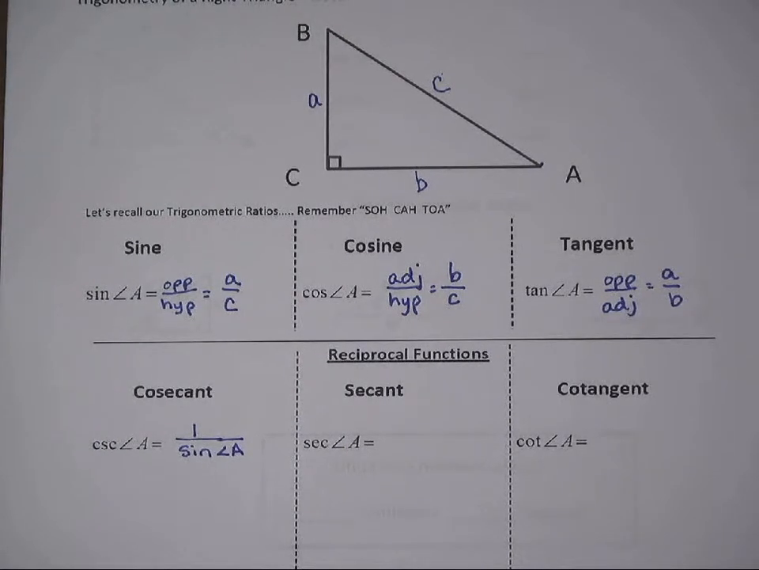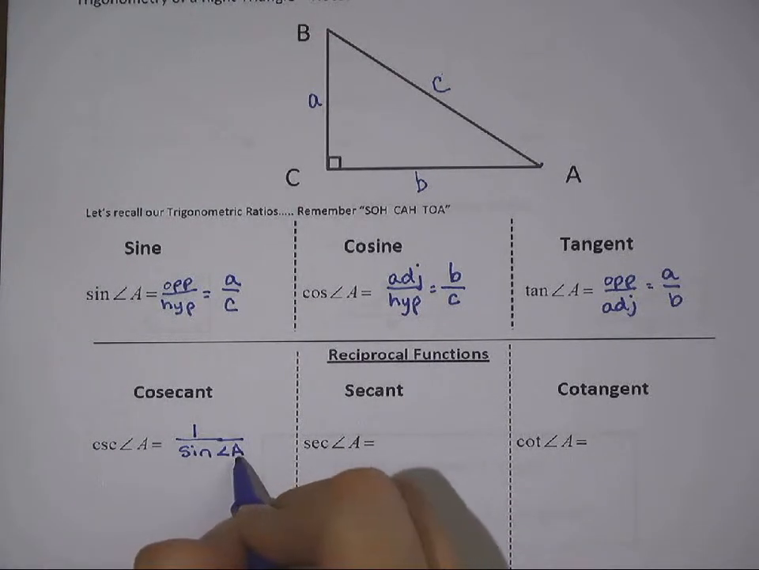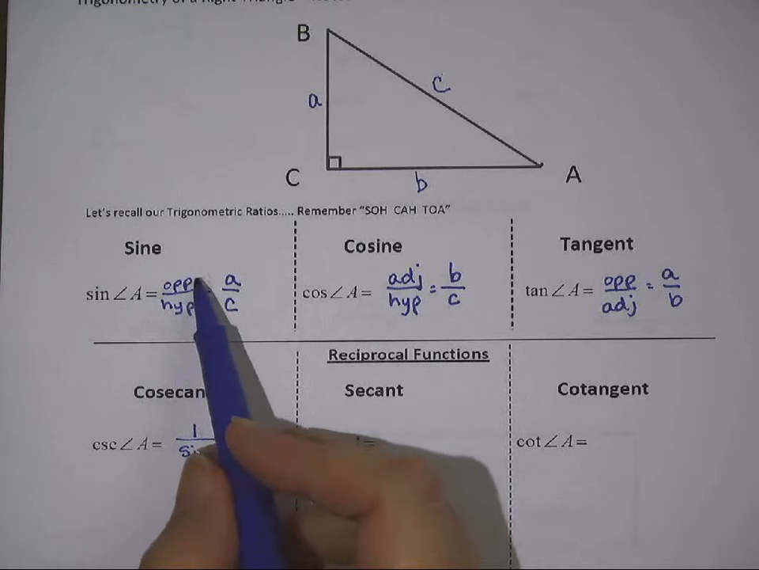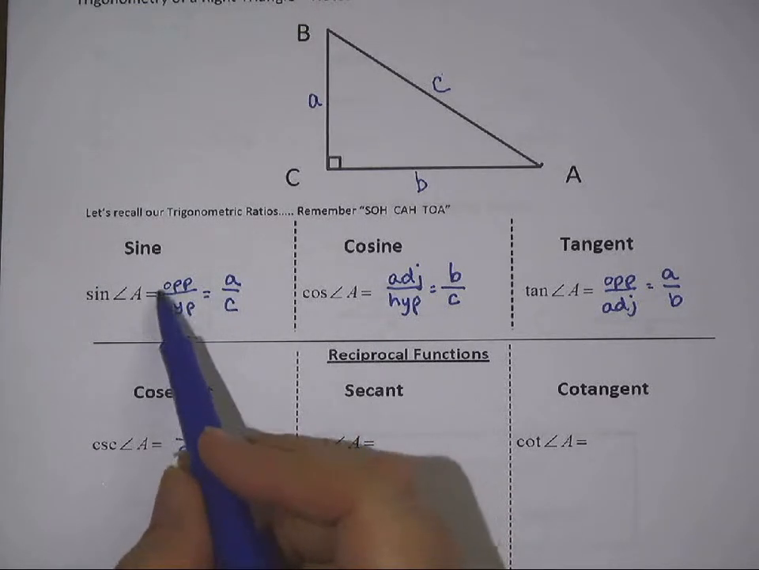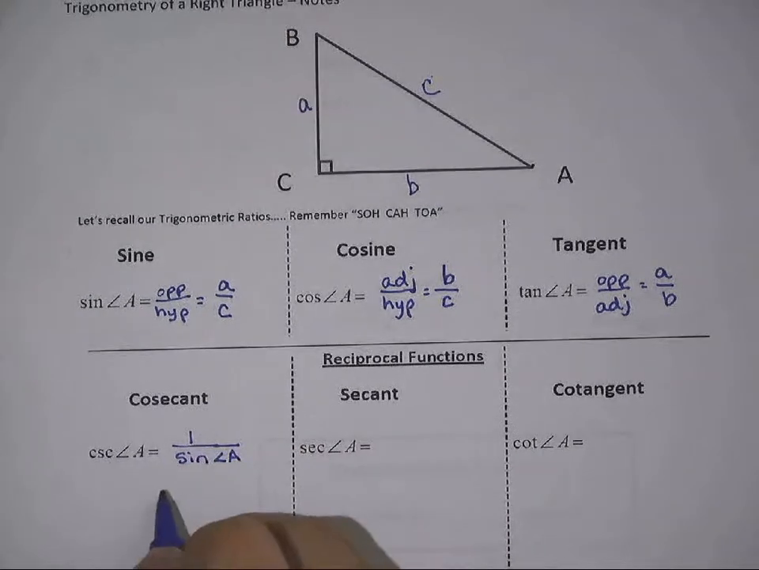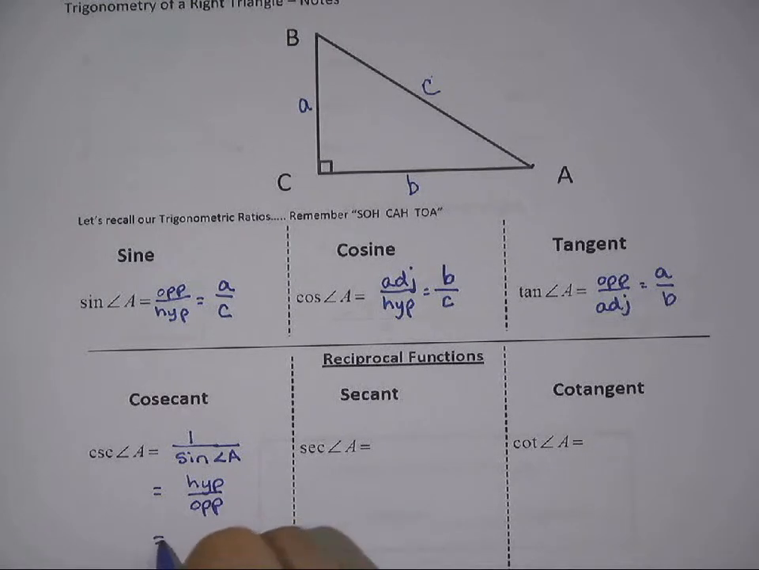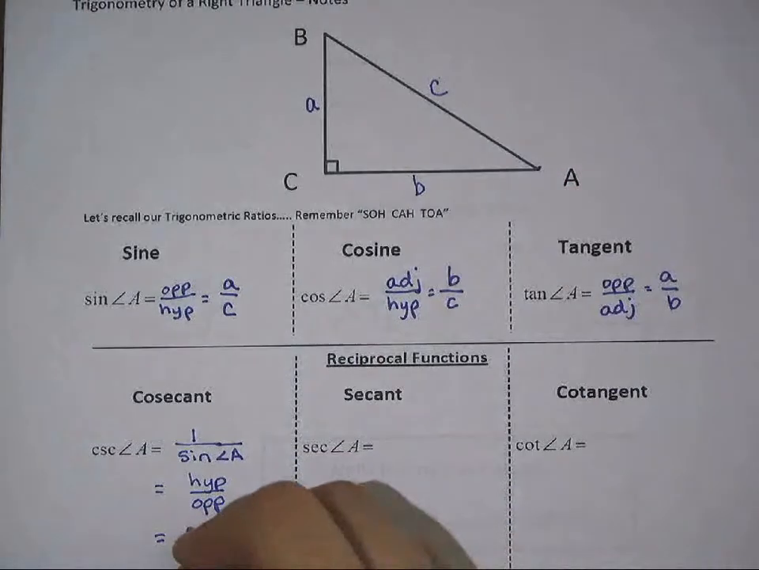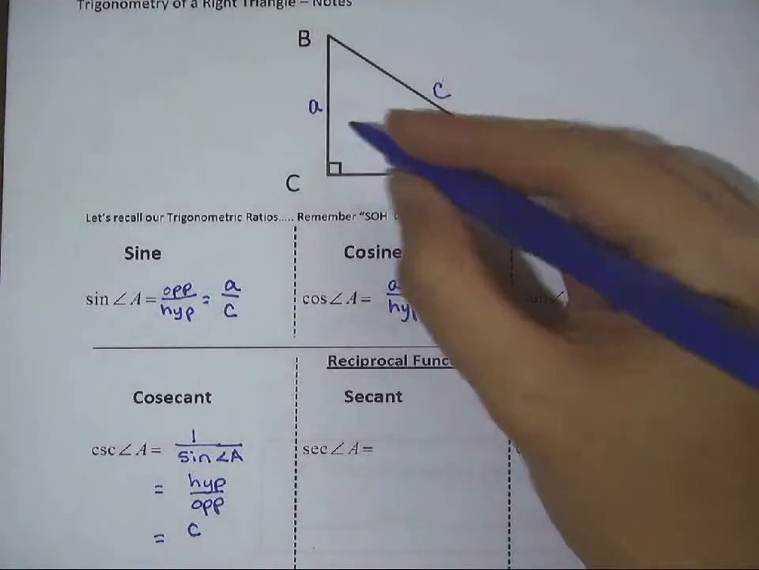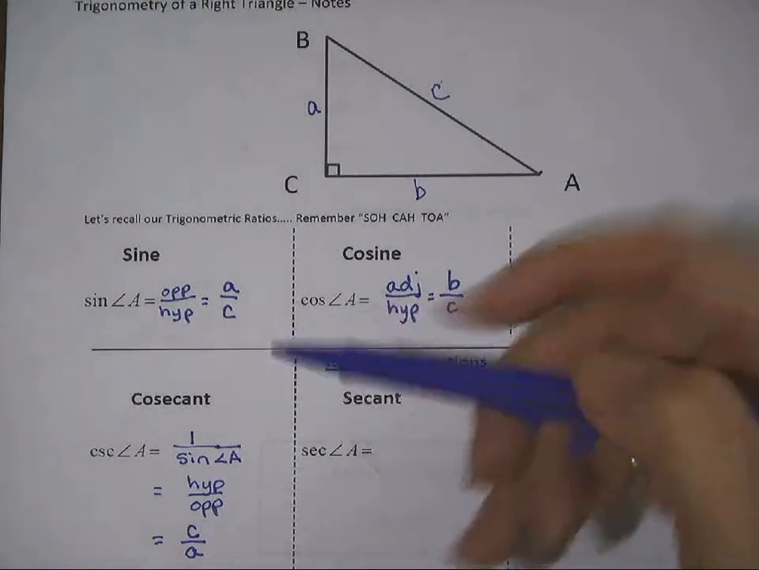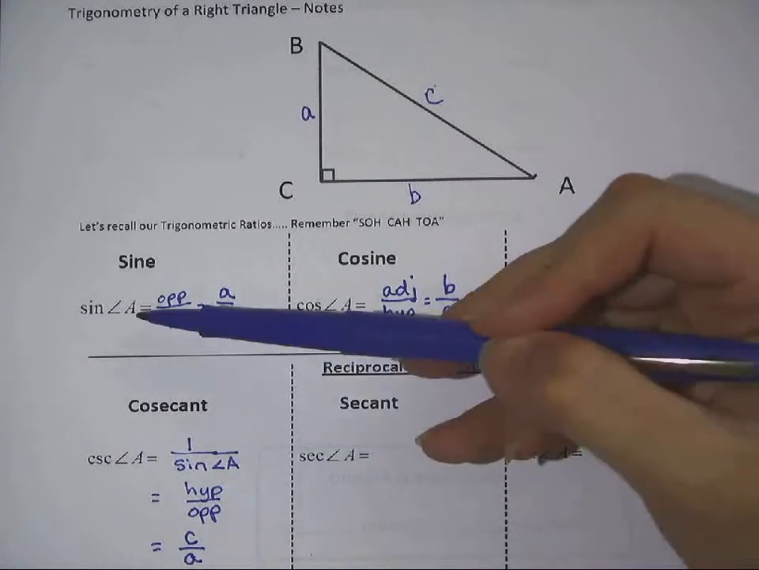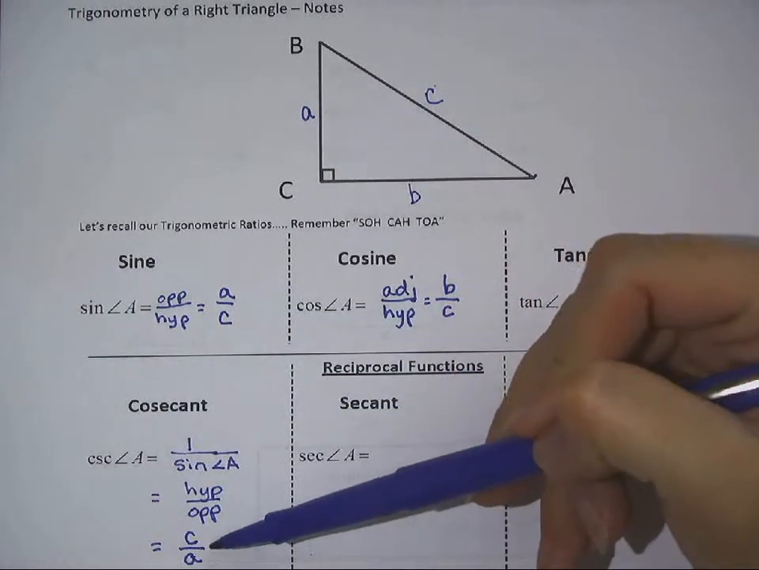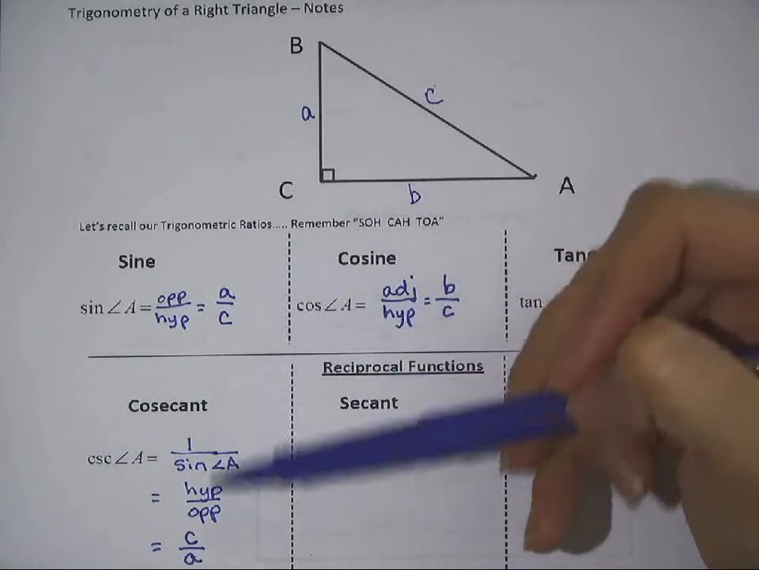But how does that work on our triangle? Well, sine A is still the same thing I had before, and sine was opposite over hypotenuse. So if I take the reciprocal of opposite over hypotenuse, what I get is hypotenuse over opposite. And then if I look at my triangle, the hypotenuse, that's still C, and the opposite angle is still A. So what I notice is if I compare sine and cosecant, the answers are reciprocals. Here we have A over C, here we have C over A.